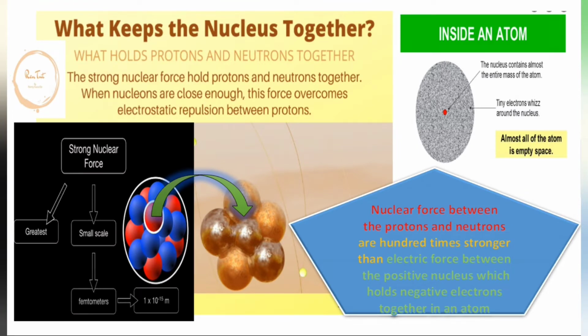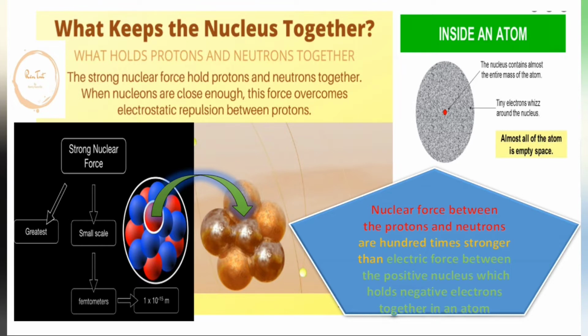Now, what keeps the nucleus together? There is a strong force of attraction between the protons and neutrons. This force is so strong, and the scale, you can see, is 10 raised to minus 15 meters. That much small, it is called a femtometer. So the nuclear force which holds the protons and neutrons together is in femtometers, and these two particles, protons and neutrons, are called nucleons.